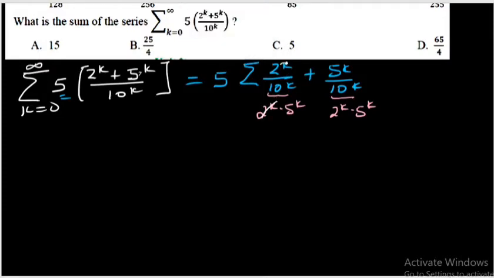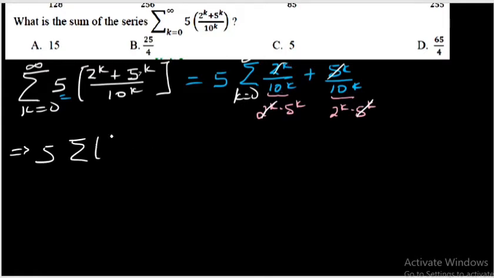First part, 2 the power of k can be cancelled, and in the second one, 5 the power of k can be cancelled. Don't forget the k starts from 0 to infinity. Now our summation will be 5 is still outside the summation. What's left in the first one? In the first addend, 1 over 5 the power of k.